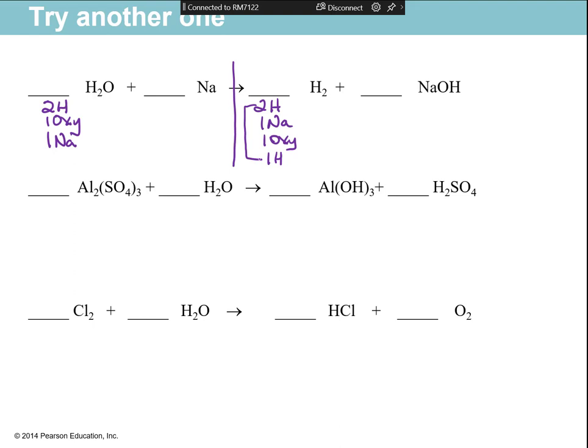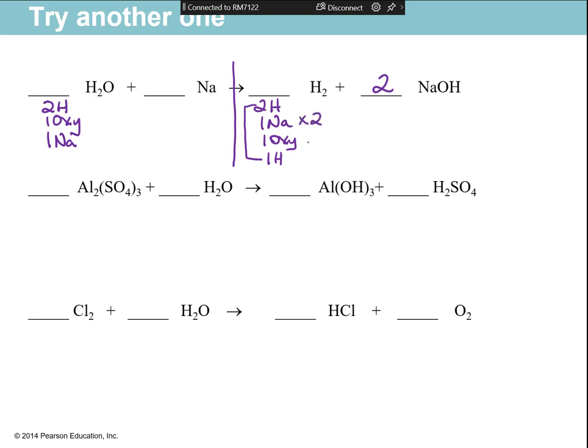So I want to change one of the molecules on the product side. The one that only has 1 hydrogen, I want to make sure that it's a double, so that it ends up being even. So which one on the right will I change? Will I change the H2 or the NaOH? Change the NaOH. I need to make that an even number of hydrogens. So how many NaOHs would I need? 2.